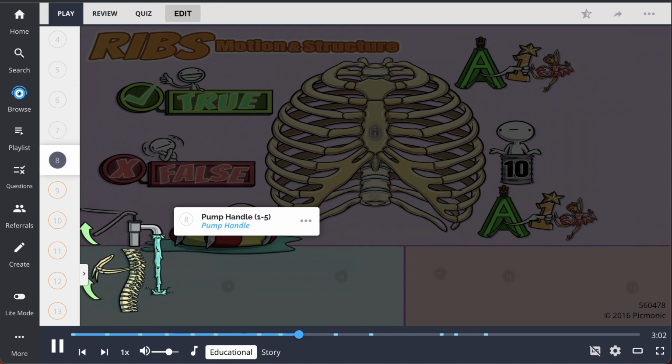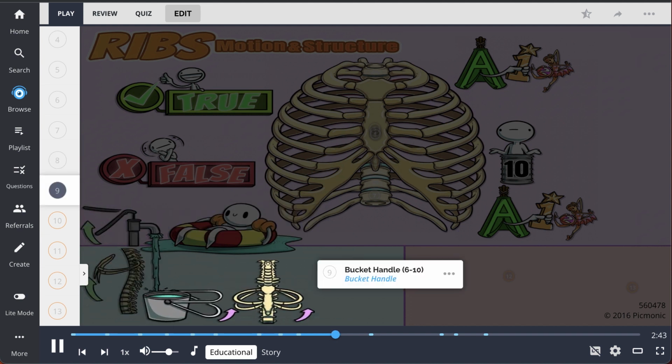Ribs can also be classified based on their movement. Ribs 1 through 5 are the pump handle ribs, shown by the pump handle stemming from the spine. With pump handle motion, the anterior portion of the rib moves superior and inferior with respiration, and the posterior portion of the rib stays relatively still.